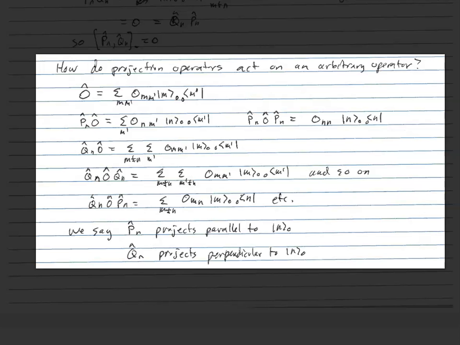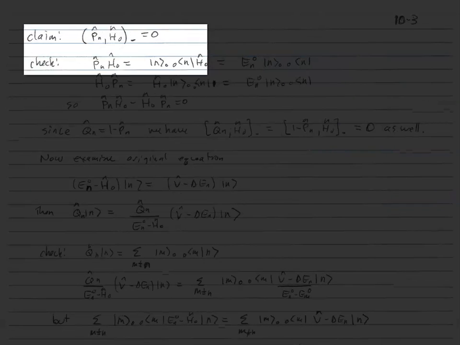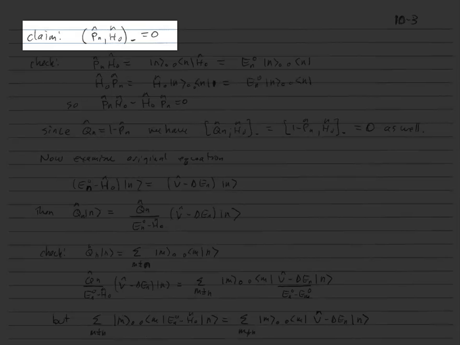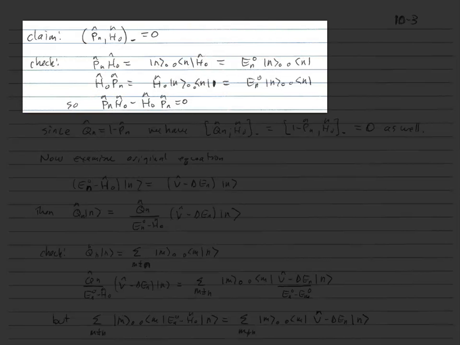And these are concepts you should be familiar with from linear algebra. Now, our claim is that the commutator of the operator Pn hat with H0 hat is equal to 0. We can easily check this. Pn times H0 just gives the number En0 times Pn. Similarly, H0 times Pn gives the same number times Pn. So obviously, those guys commute.